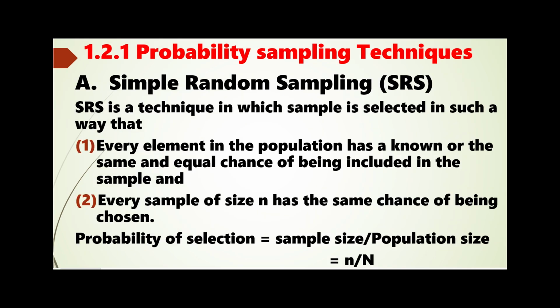1.2.1 Techniques of probability sampling. A. Simple random sampling. Simple random sampling is a technique in which the sample is selected in such a way that 1. every element in the population has a known, the same and equal chance of being included in the sample, and 2. every sample of size n has the same chance of being chosen.